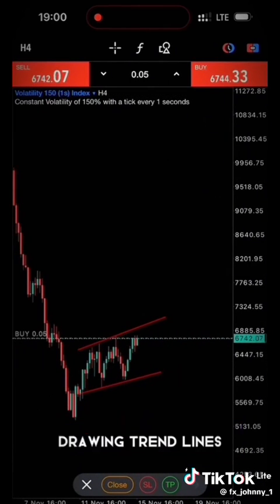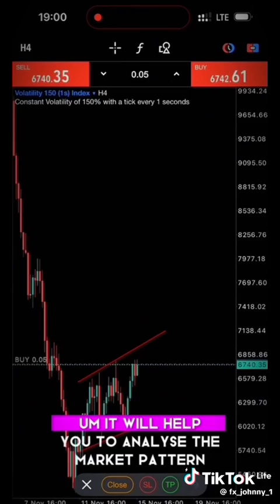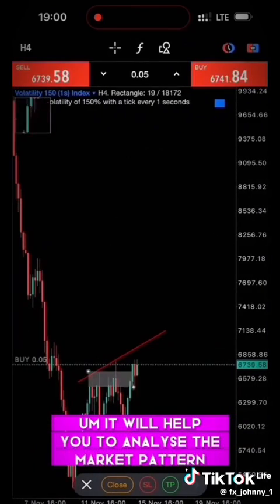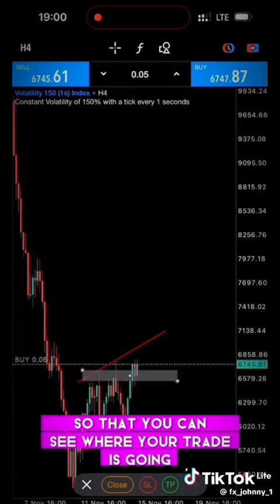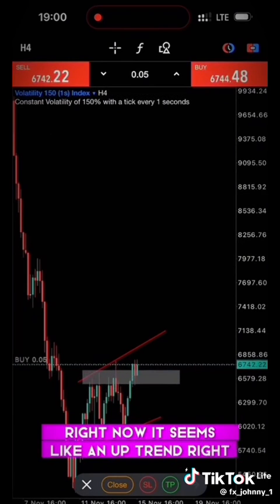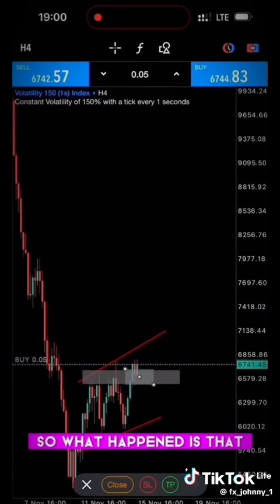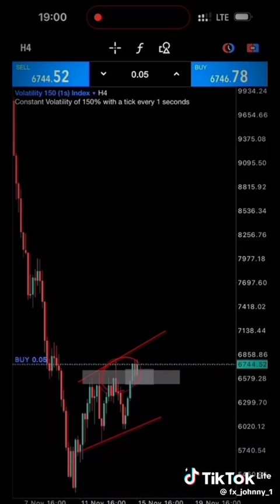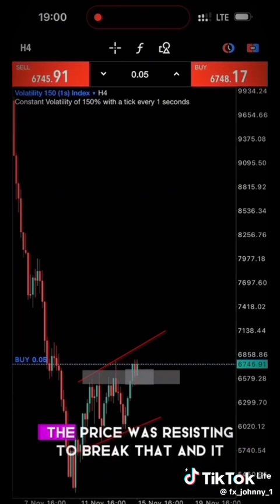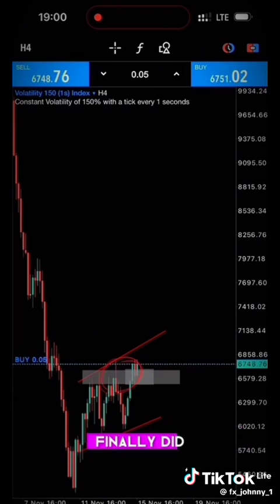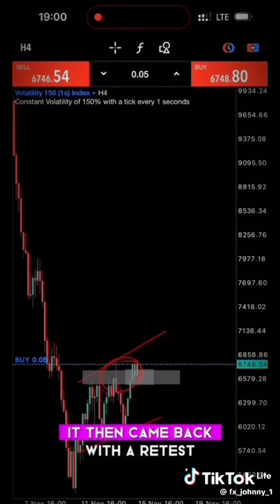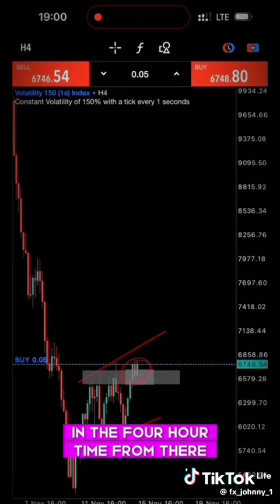In my experience, drawing trend lines will help you to analyze the market pattern so that you can see where your trade is going. Right now it seems like an uptrend, right? Because we have a bullish trend here. So what happened is that there was a break of structure here to the left. The price was resisting to break that, and it finally did. When it did, it then came back with a retest in the 4-hour time frame there.